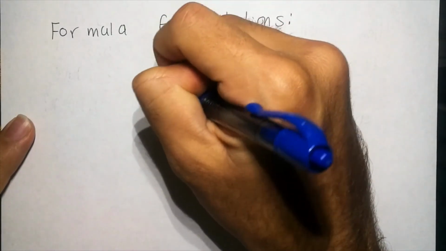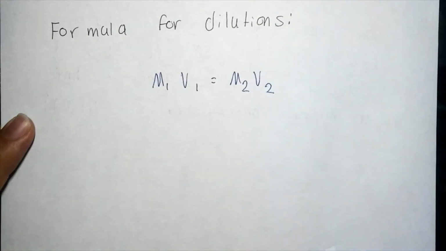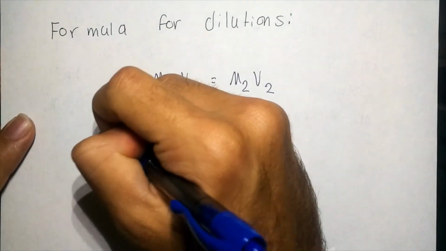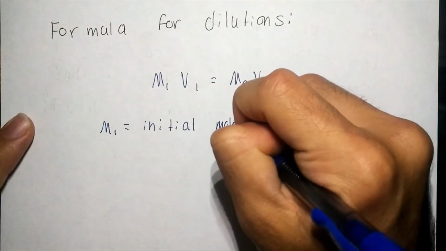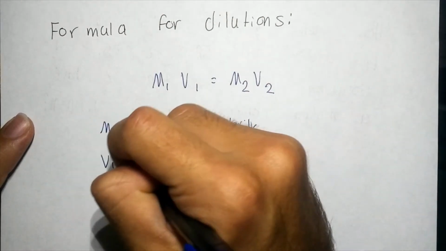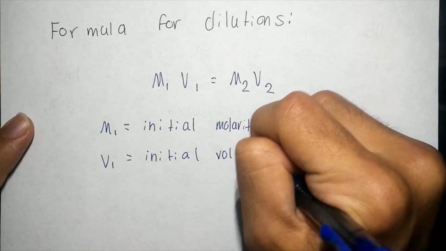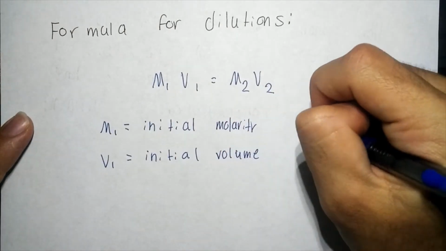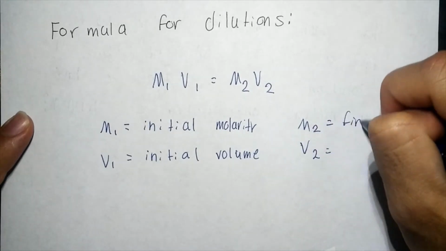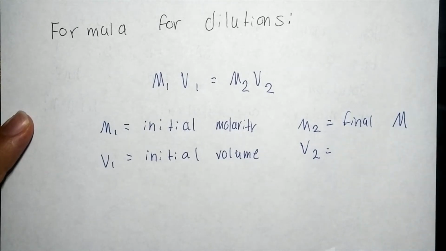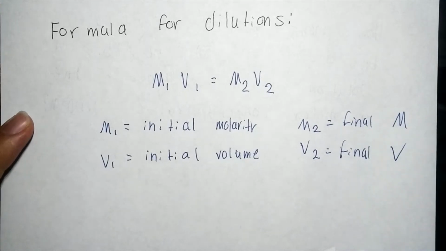It's simply M1V1 is equal to M2V2. M1 would be considered as the initial molarity. V1 would be considered as the initial volume. And then M2 and V2 would be basically the same things. However, you just swap initial for final. So M2 would be final molarity. I'll just denote it as capital M. And V2 would be final volume. I'll just denote it as capital V.